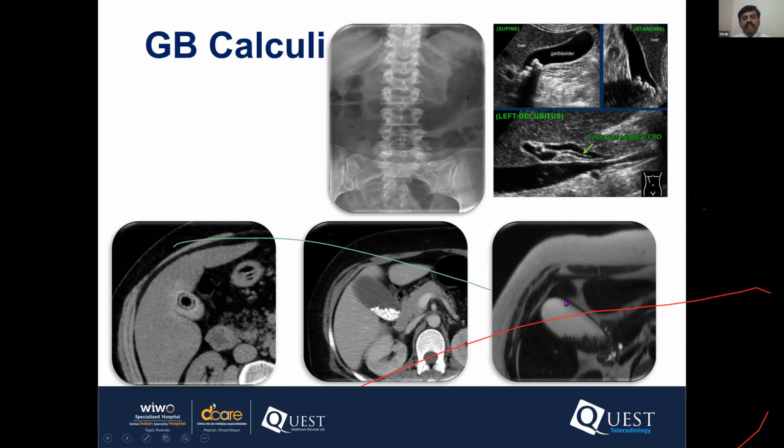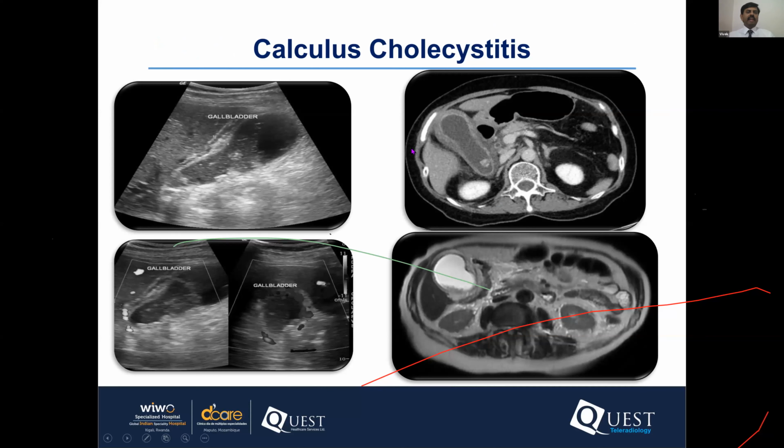On MRI, invariably, all the time we see the stones in the form of filling defects on a very highly weighted T2 image, which is also the MRCP image sequence. Coming to the complications. Now, diagnosing a stone is not enough. A stone can cause problems in future, or a patient can come with problems due to a stone. Now, what problems can the stone cause?